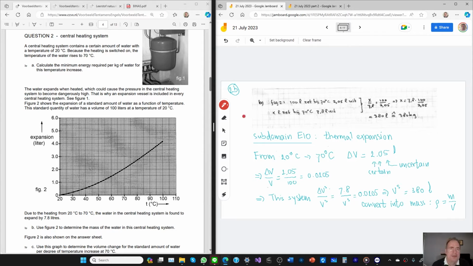Now they talk about the water expansion, and that's from subdomain E10. What is E10? One moment.